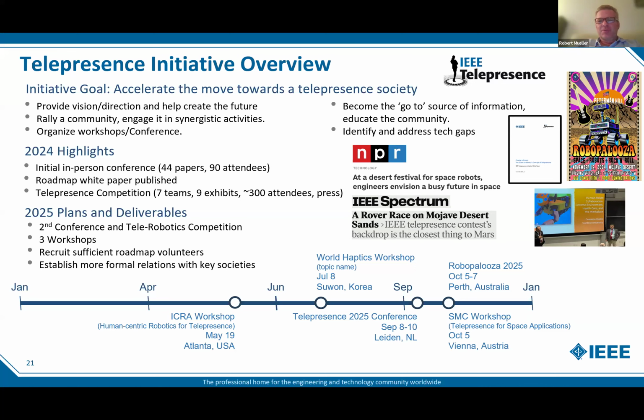But because the competition was successful last year, IEEE has offered to sponsor it again this year. They're having a second conference. It's going to be in Leiden in the Netherlands in early September. And our telerobotics competition will be in Australia this year and I'll get into that. But the roadmap is there. Then the IEEE Telepresence Initiative schedule is down here. You can see they have the conference September 8th to 10th.